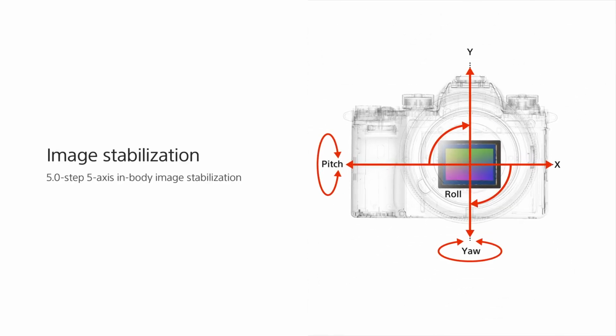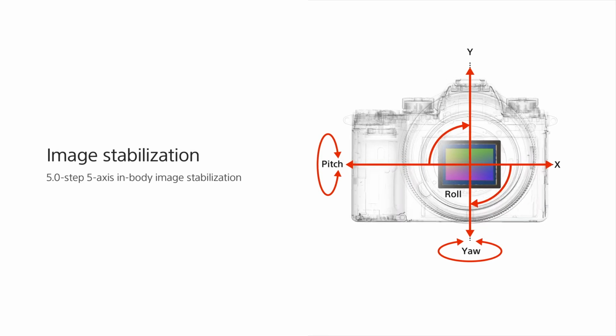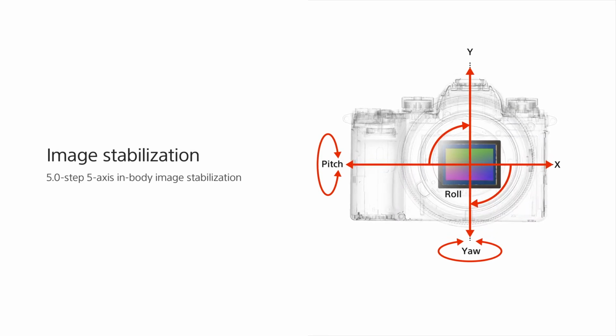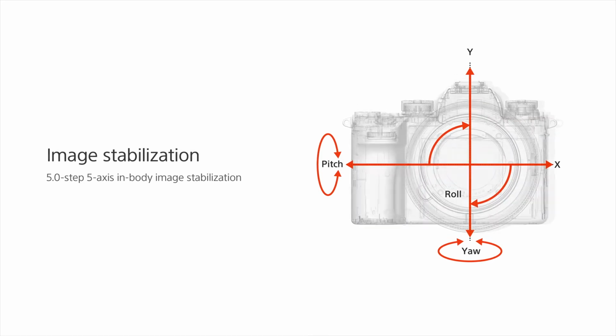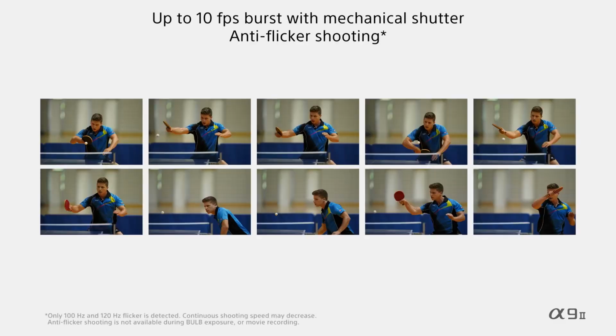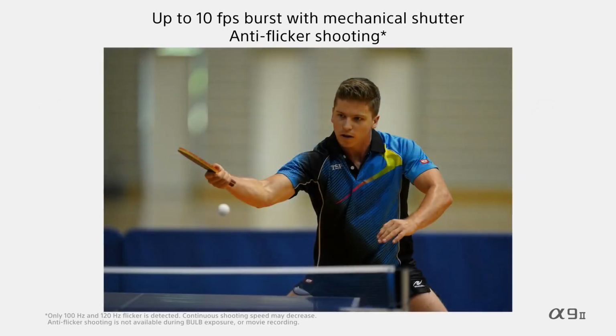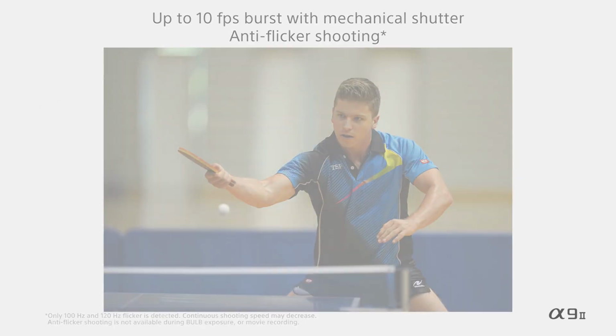The existing 5-axis in-body stabilization of the A9 has been carried forward to the A9 II and has been improved slightly. Now the stabilization can reduce shake by about an additional half stop. The mechanical shutter speed in the A9 II is now 10 fps, which is double the original A9. This would be really useful for photographers who use flash sync.